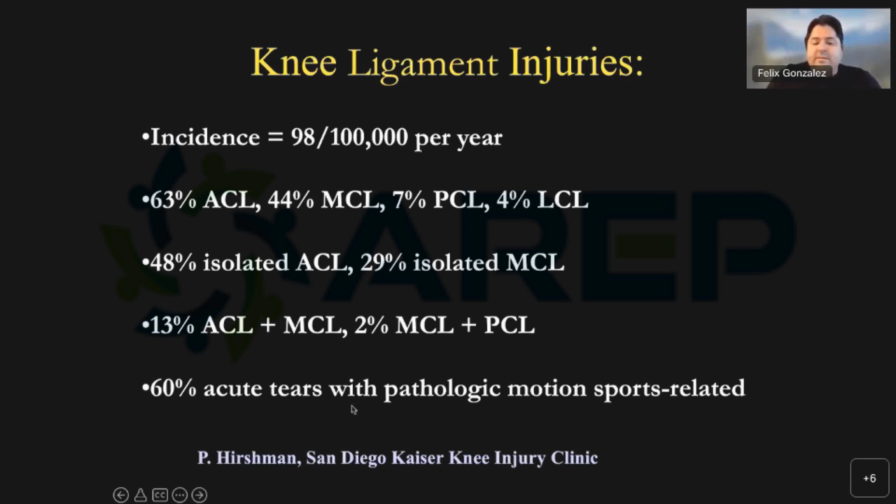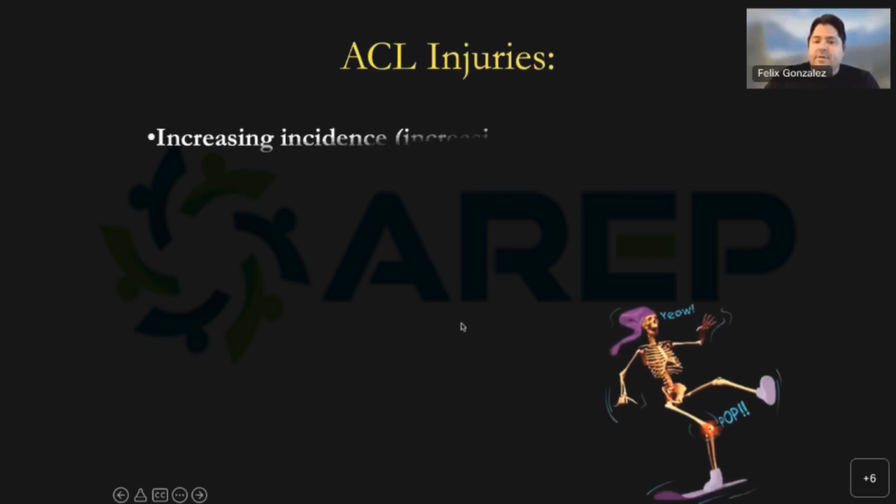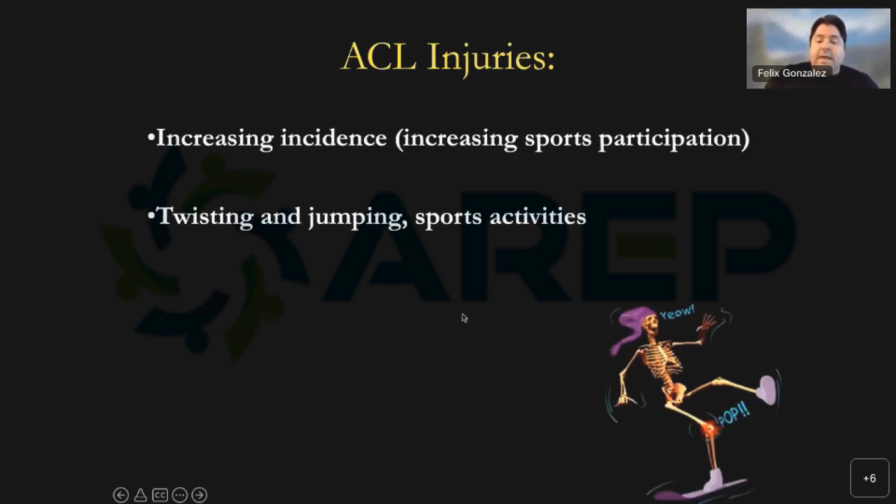60% of acute tears happen during pathologic motion and sports-related injuries. So it's important that you recognize these injuries and appropriately describe them in your reports. So what about ACL injuries?